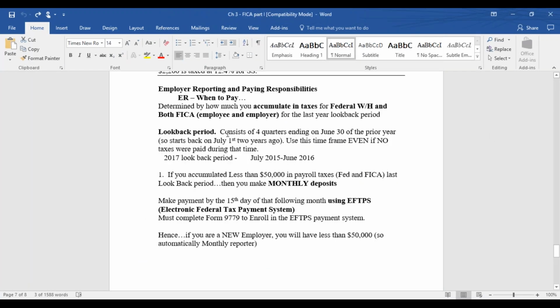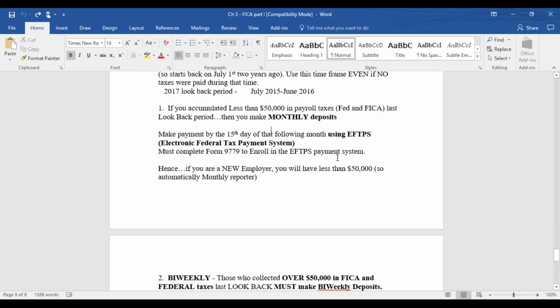Well, that's what's called the look-back period. The look-back period is a way for the IRS to say, okay, if you have this much money that you've collected, then you have to pay in this time frame. The look-back period basically consists of four of the previous quarters, and you can read through that to determine exactly when the four quarters start and end.